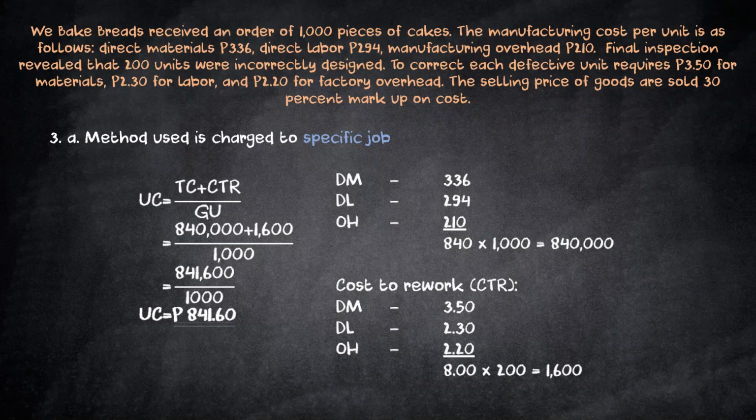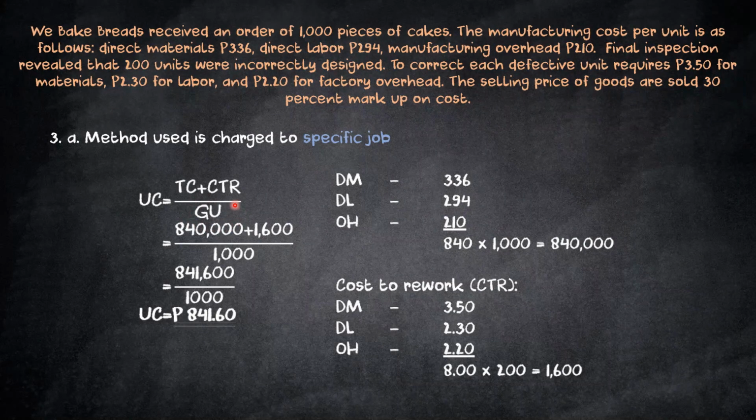So, ang computation natin ngayon for defective units would be unit cost equals total cost plus cost to rework over good units. So, mag-a-add tayo ng cost to rework since, di ba nga, nagdagdag tayo ng i-charge natin kay work in process. And ang ating good units, magkakaroon tayo ng onting pagbabago dito kapag defective na.